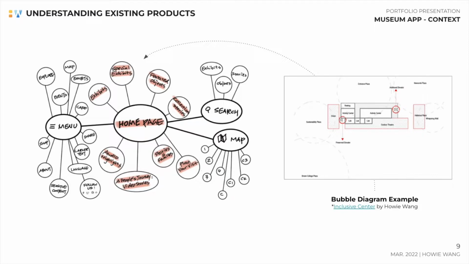So I borrowed the bubble diagram idea into the analysis of the existing app. So you can see I emphasize the circles to represent the most important features and pages, and highlight some important submenus for the home page.